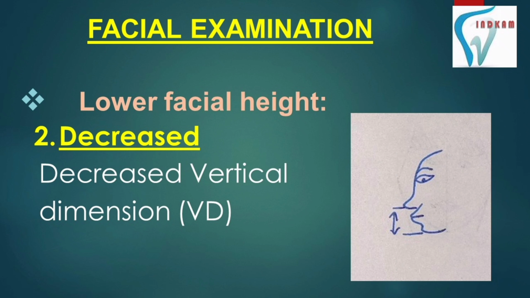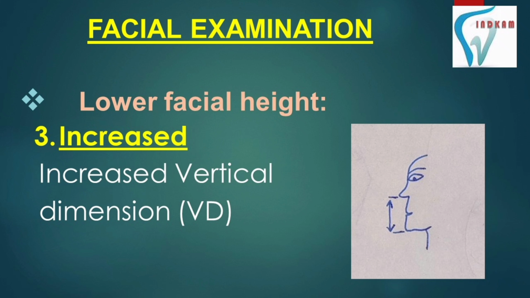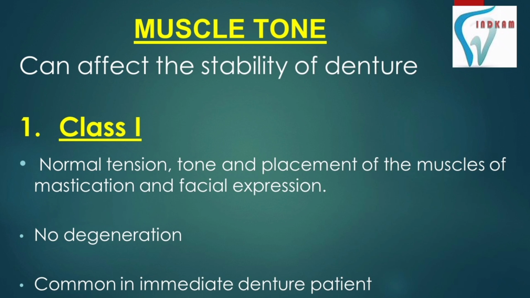Class 2, decreased vertical dimension. Decreased vertical dimension produces wrinkles around the mouth. Class 3, increased vertical dimension. Excessive vertical dimension will cause the facial tissue to appear stretched. Muscle tone. Muscle tone can affect the stability of a denture.